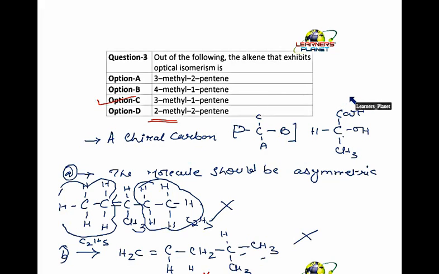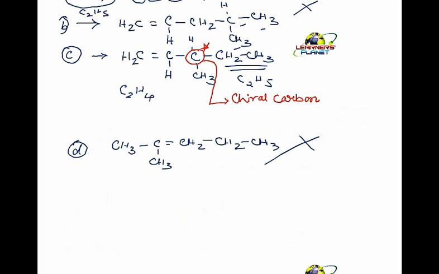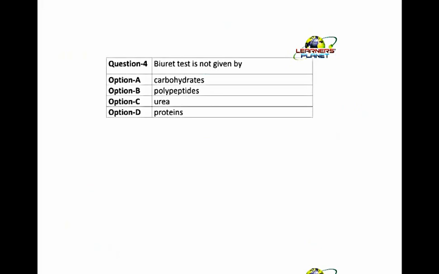3-methyl-1-pentene. So students, always remember that an optical isomer should have one chiral carbon atom. That is, there should be one carbon which is bonded to 4 different groups, right? Now let's take apart this. So this was your question from General Organic Chemistry, GOC. Let's take up the next question, students.